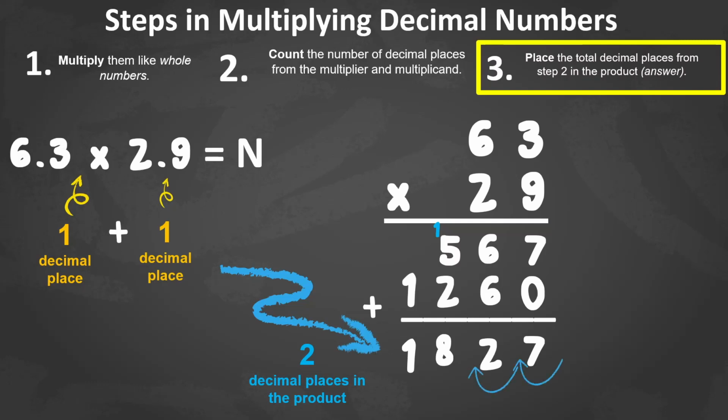So let's put them: 1, 2. Remember that we start from the right and count to the left, depending on the total of the decimal places from the multiplier and the multiplicand. So in that case, our final answer would be 18.27 or 18 and 27 hundredths.